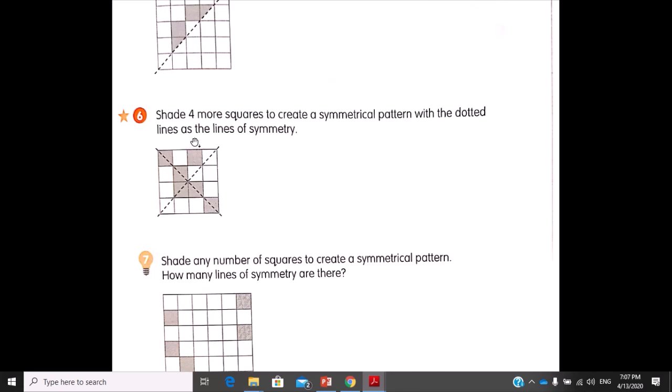Okay, the same thing here now. Shade 4 more squares to create a symmetrical pattern with dotted lines. So how could you make these look the same? For example, these 2 squares, how could they look the same on the other side over here? And how should this one look at the other side here? So try to draw these shapes in different areas and make a duplicate for it.